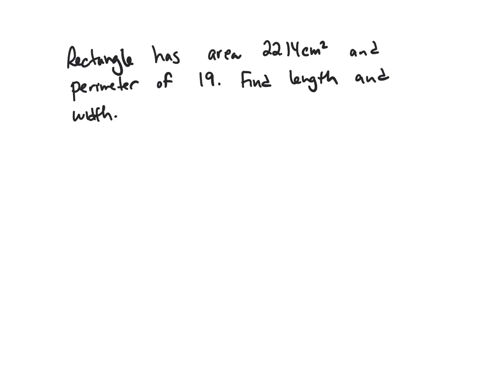Okay, let's look at this topic on geometry and setting up a nonlinear system of equations. There's lots of different ones of these, but the general idea is you're going to set up two equations, and then you're going to solve them as a system. In this first one, a rectangle has an area of 22.14, this is just some random problem I pulled off of Alex, and a perimeter of 19. I want to find the length and the width.